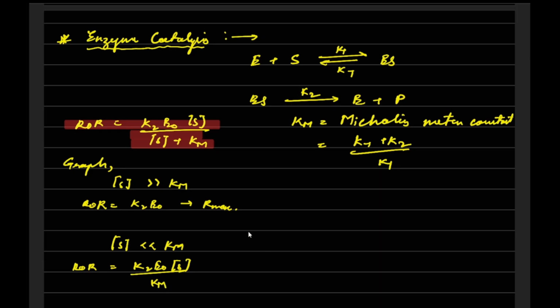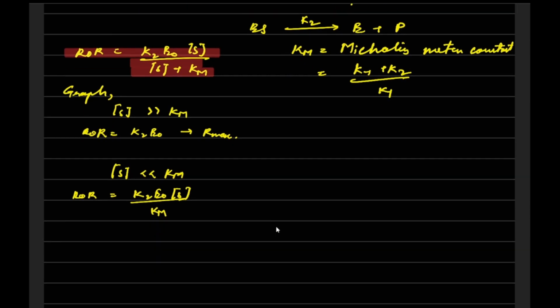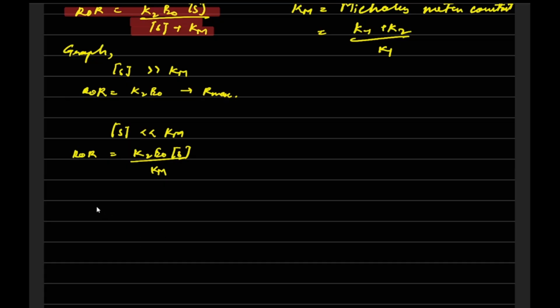And Km. Then the third case, where the concentration of S is equal to Km, the rate of reaction is equal to K2 E naught by 2, because if this is equal then this is the concentration S, so 2S, so S and S cancel, so 2. So this will be R max by 2.